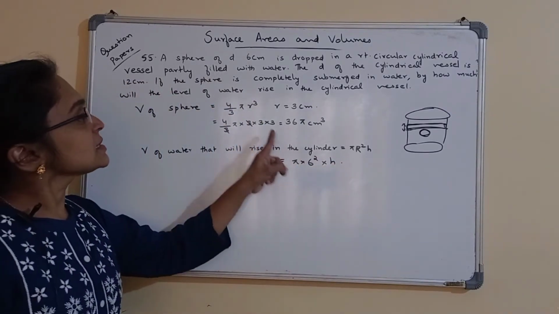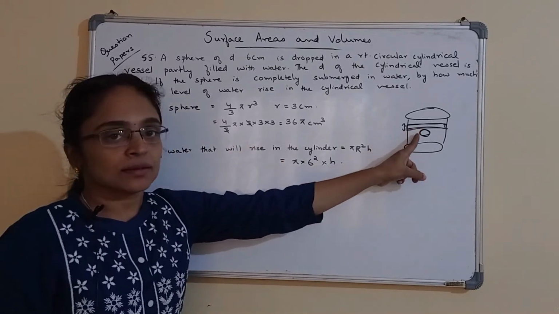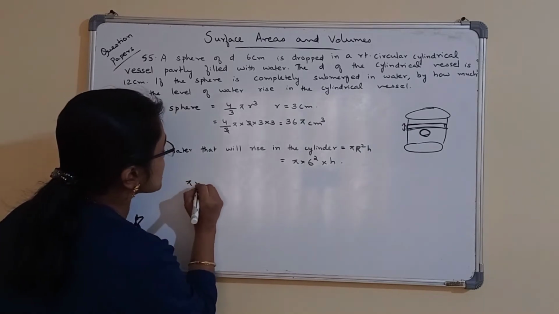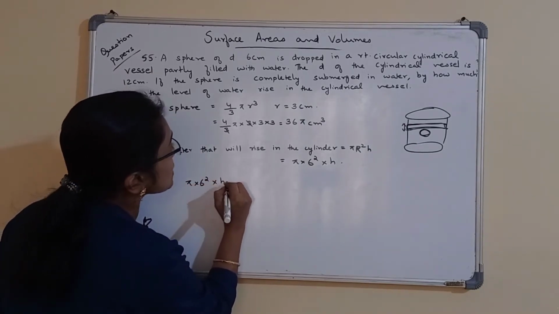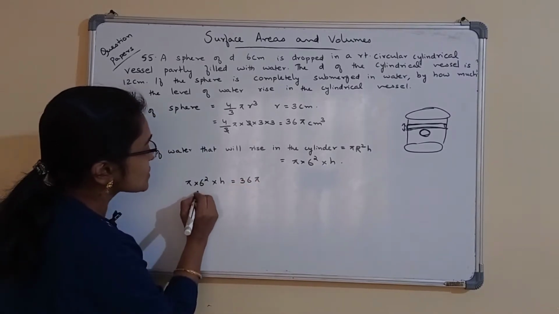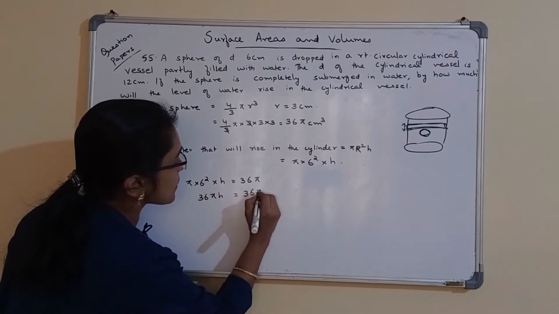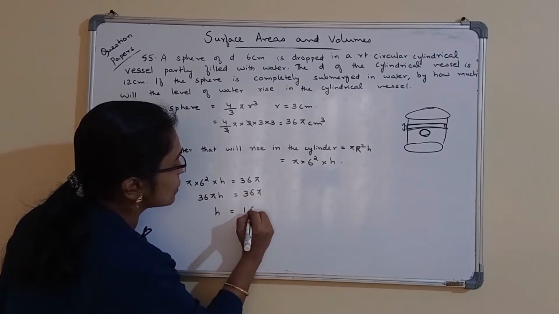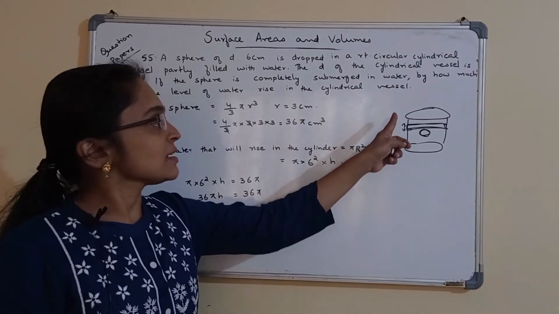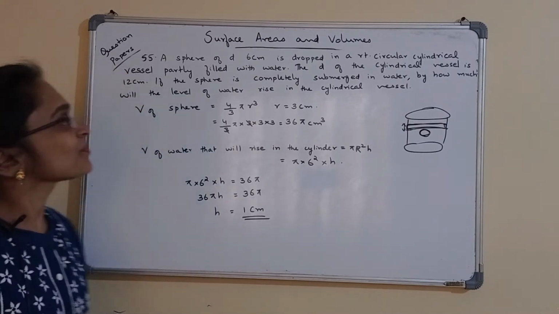And this is equal to this because volume of water that will rise in the cylinder is equal to volume of this sphere. So, pi into 6 square into h is equal to 36 pi. That is, this is also 36 pi into h is equal to 36 pi. So, h is equal to 1 centimeter. So, water that will rise in the cylinder is equal to 1 centimeter. Okay, understood?